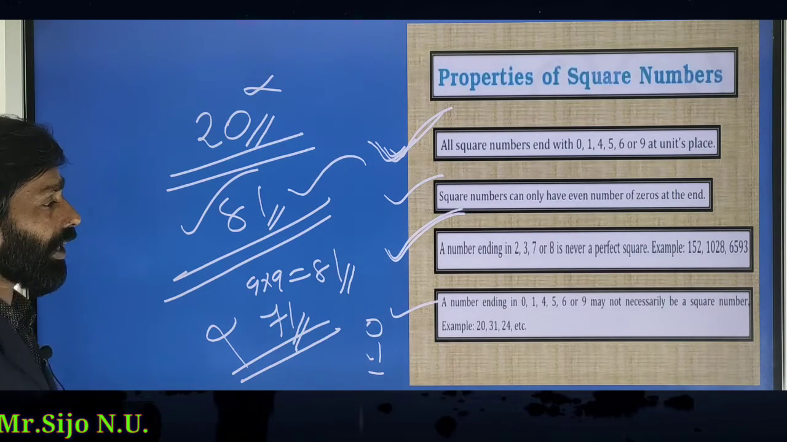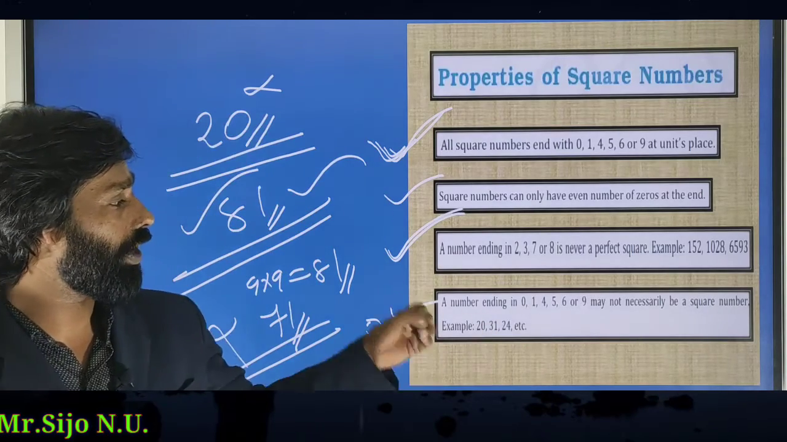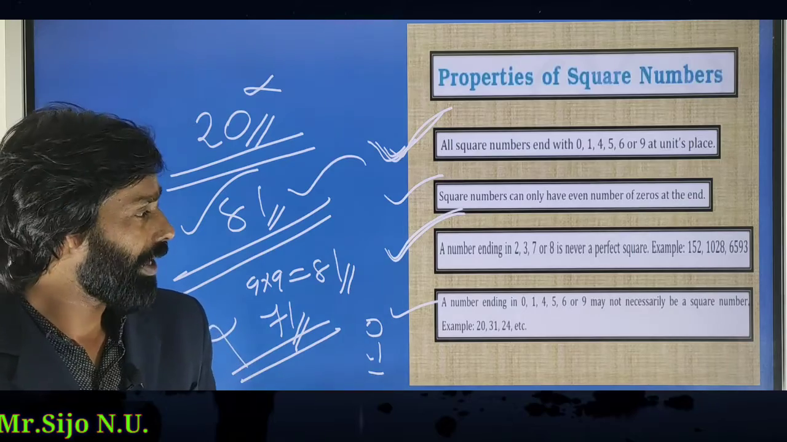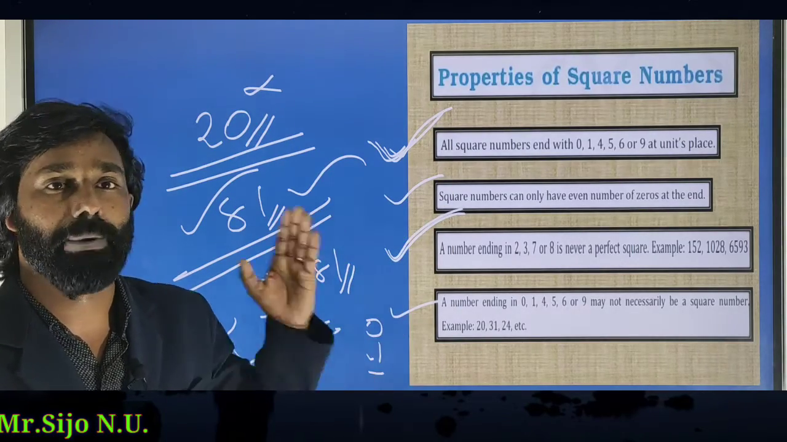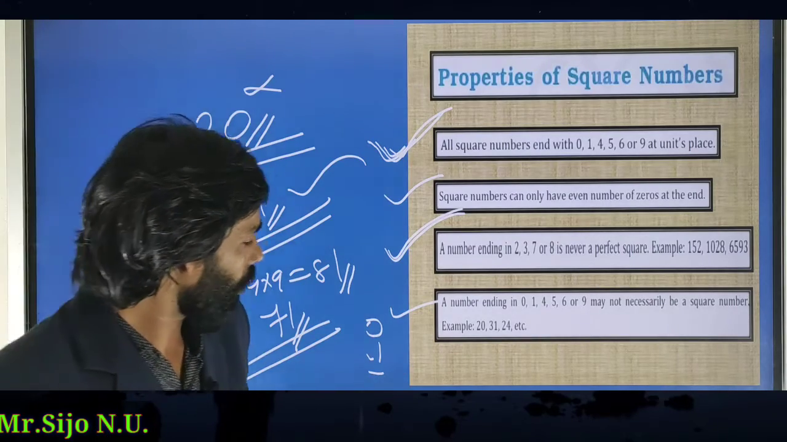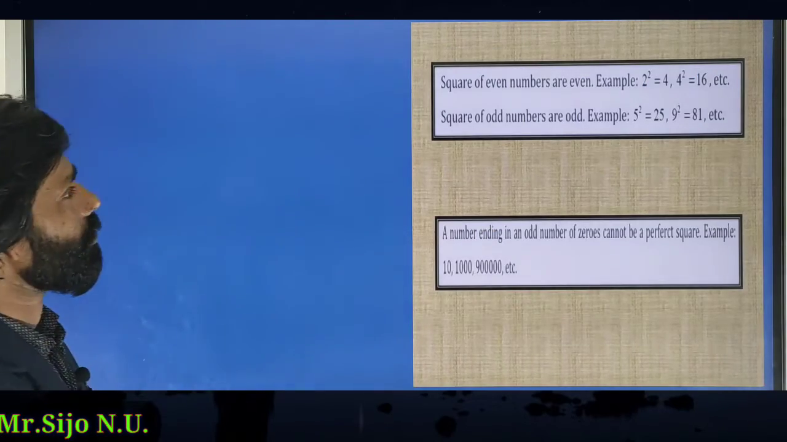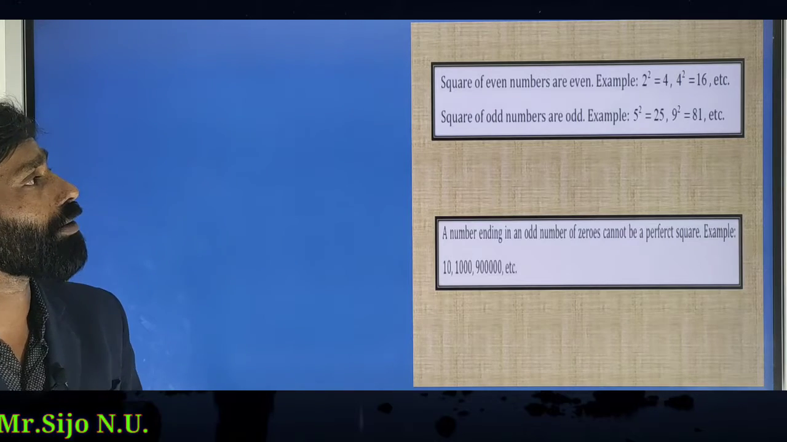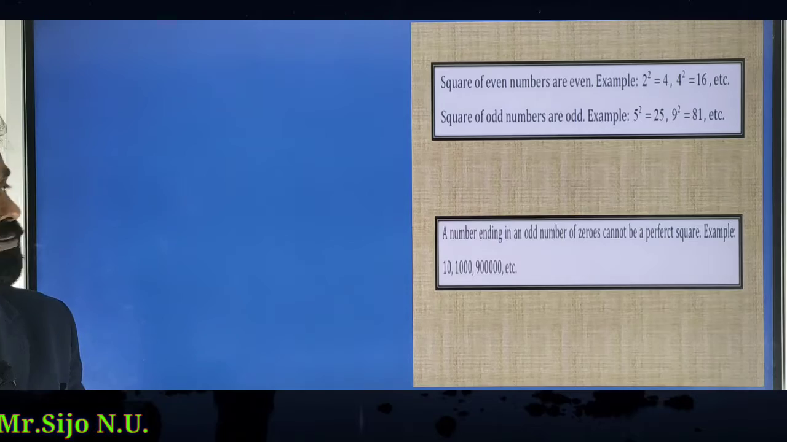That is what this property says: numbers ending in 0, 1, 4, 5, 6 or 9 may not be perfect squares. It is not compulsory, not mandatory, that all numbers ending with these digits should be perfect squares, but sometimes they may be. Okay. So the next property: the squares of even numbers are even. Yes, that's quite interesting. It's a very simple property, right?